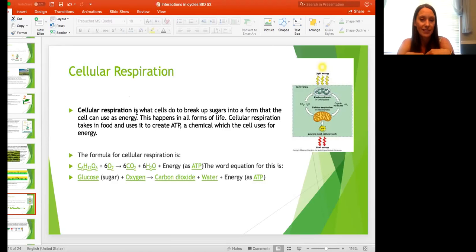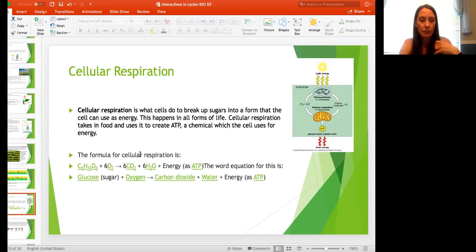Does that make sense? Let me say it again. Photosynthesis produces that oxygen, but also produces that sugar, that food. Then for us to be able to use it, or for a consumer to be able to use that sugar, it has to go through cellular respiration. And cellular respiration takes that glucose and breaks it down into a form that the cells can use.